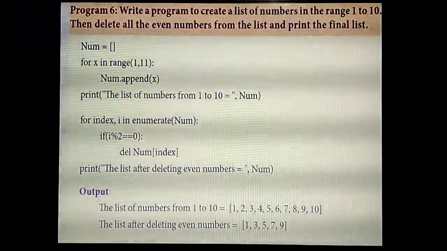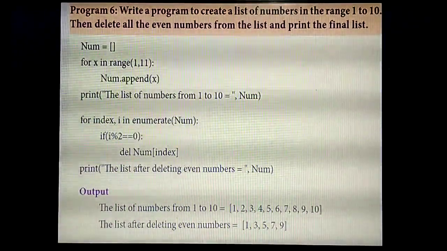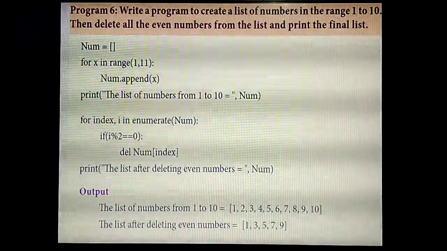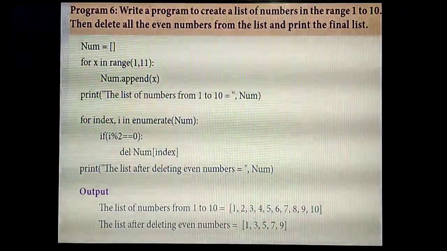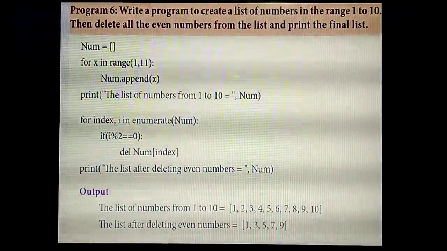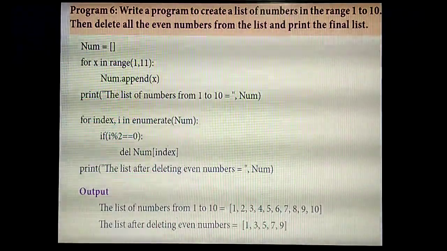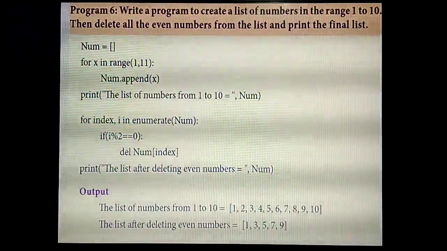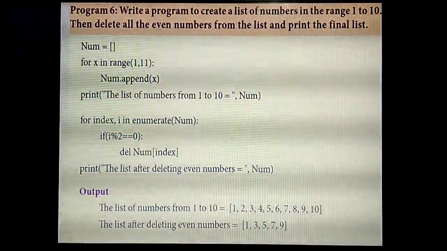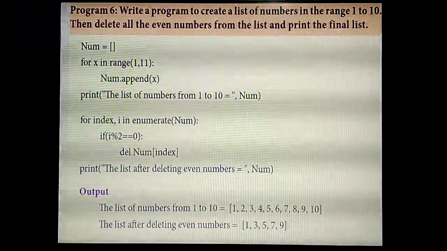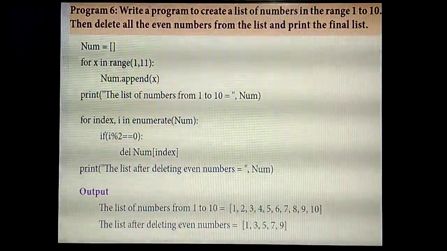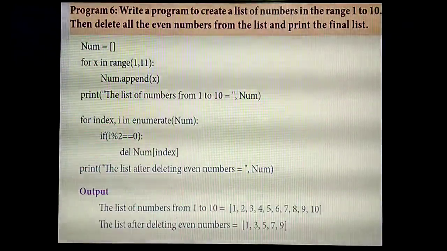So listen, next we are going to study a program for creating a list of numbers in the range 1 to 10. You have already studied this program. You are going to create a list of numbers from 1 to 10, and you are going to delete the even numbers from the list. For 1 to 10, in the range you need to give 1, 11.